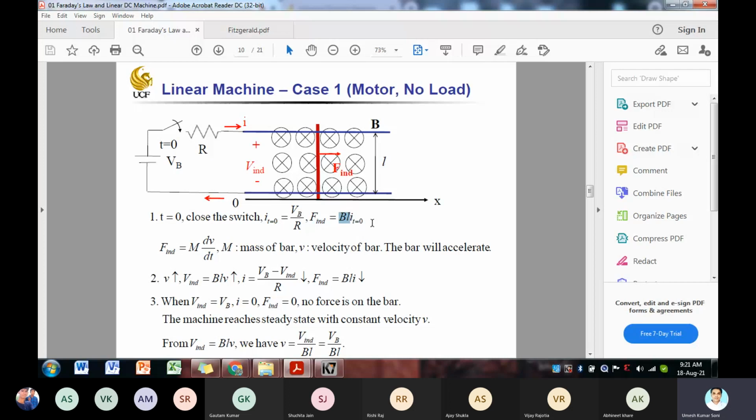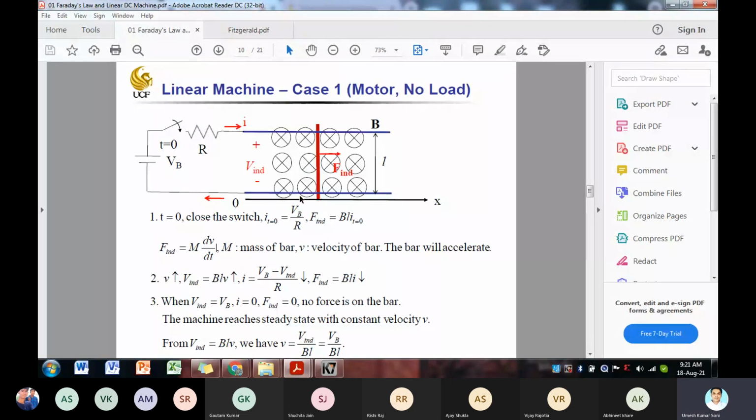After this, because there are no other external forces, the net force applied on the conductor is F induced. So this will accelerate. F net equals m dv upon dt, always, okay, F net. So whatever net force is acting on the conductor, what will it do? It will accelerate. So here you see that whenever there is a force, the conductor will start to move, will start to accelerate.